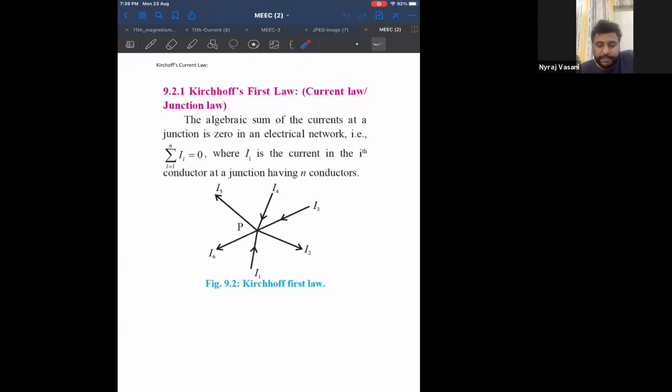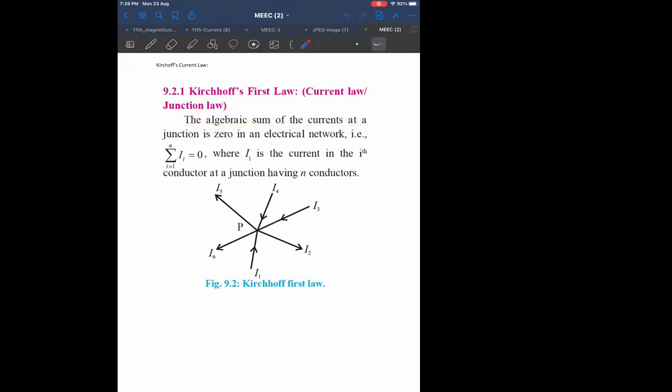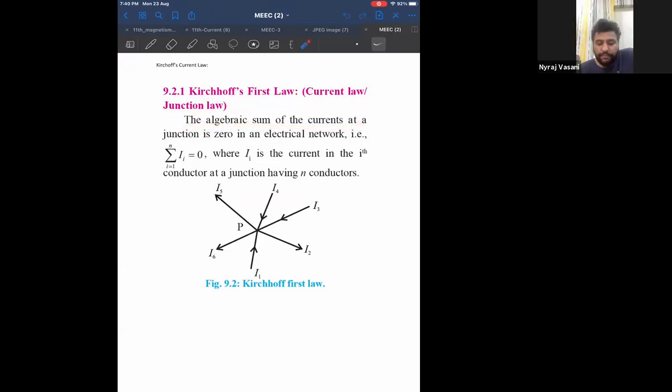Now, what he says is the algebraic sum of all the currents at a junction is 0. The algebraic sum of currents at a junction is 0. Okay, just write down that much, then I'll explain what it means. Write down the side heading and write down this line.